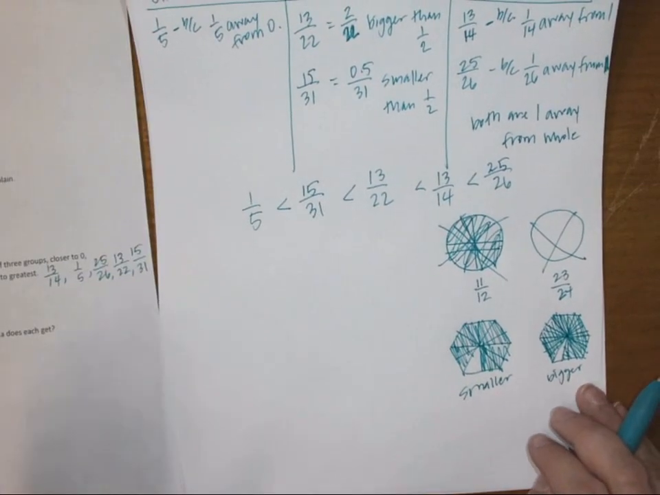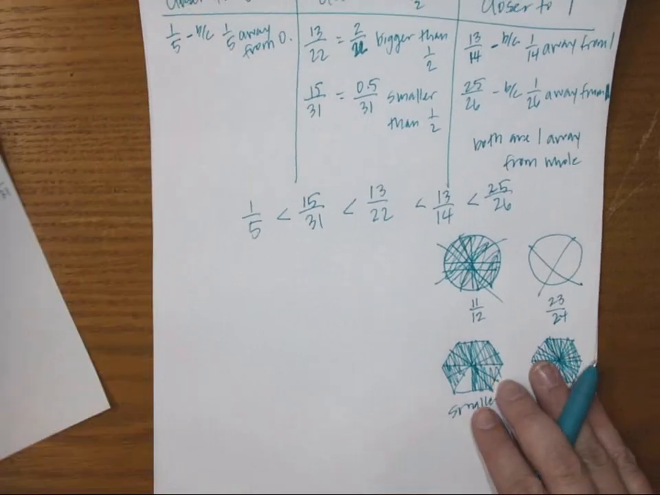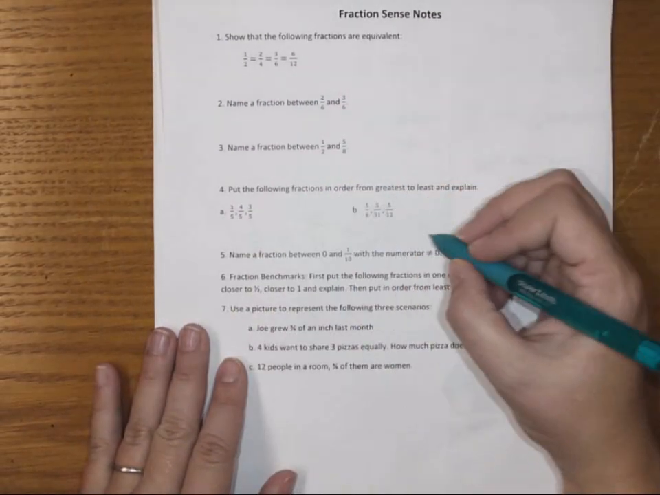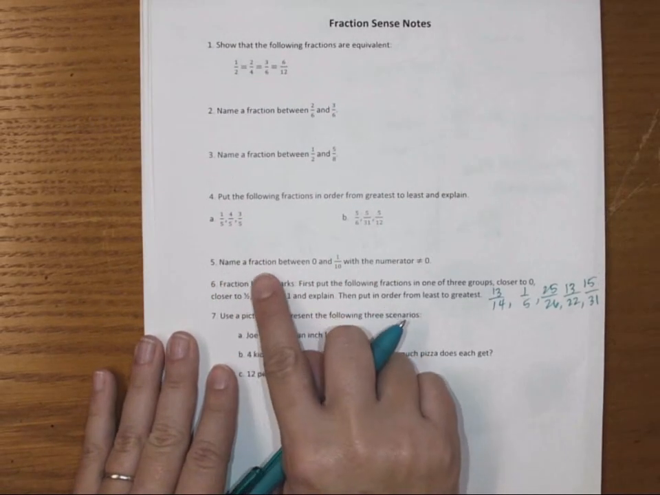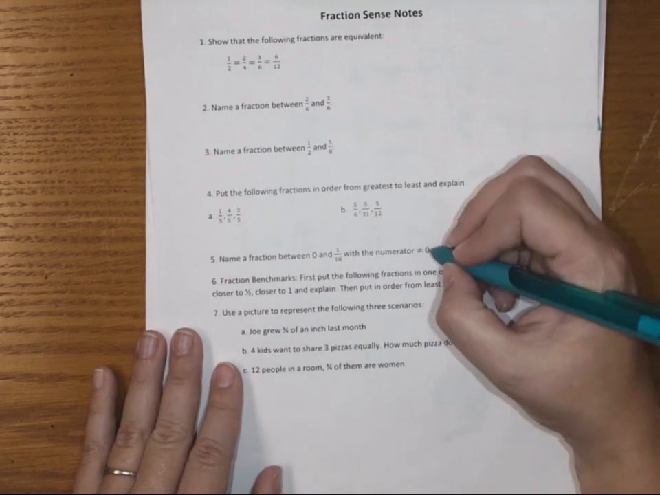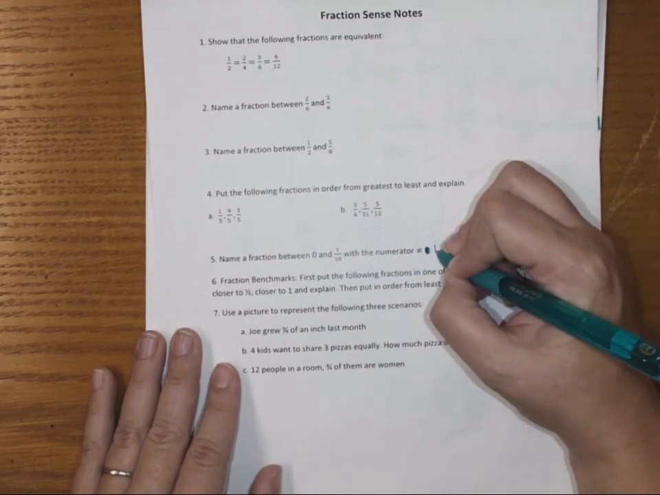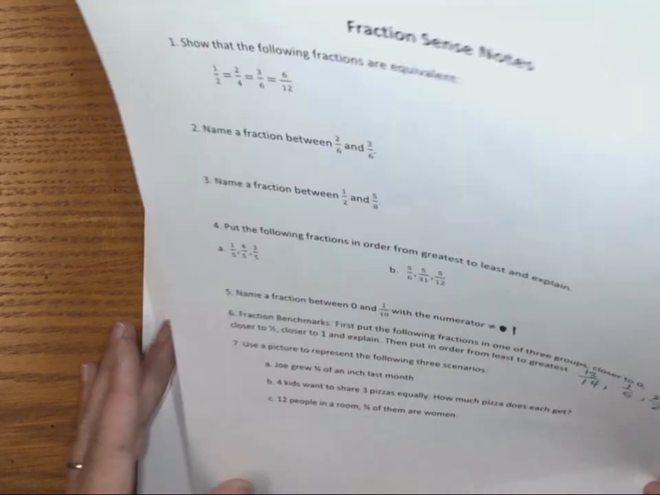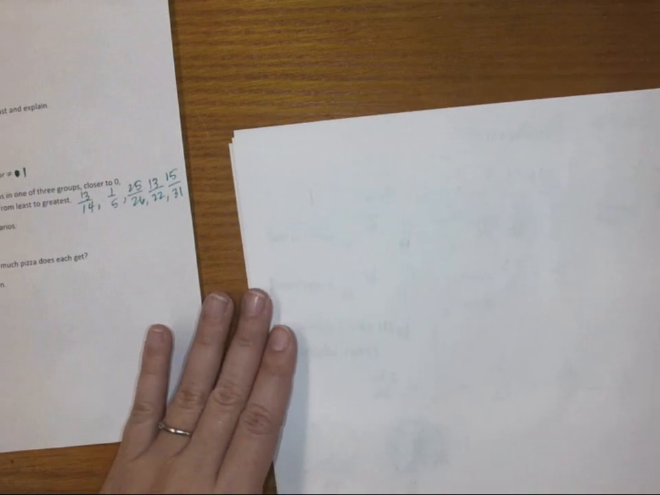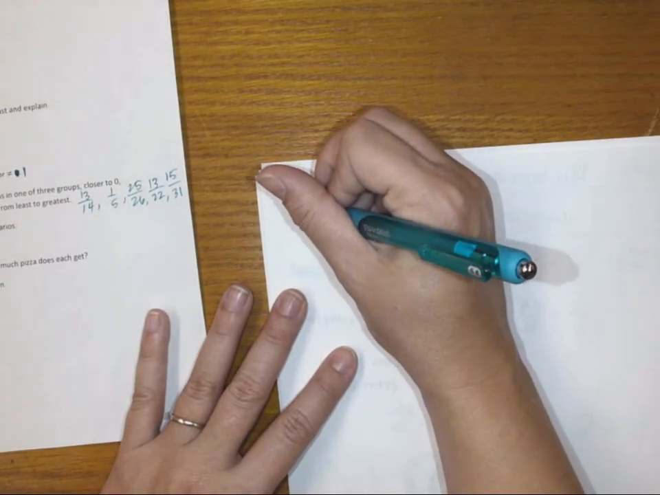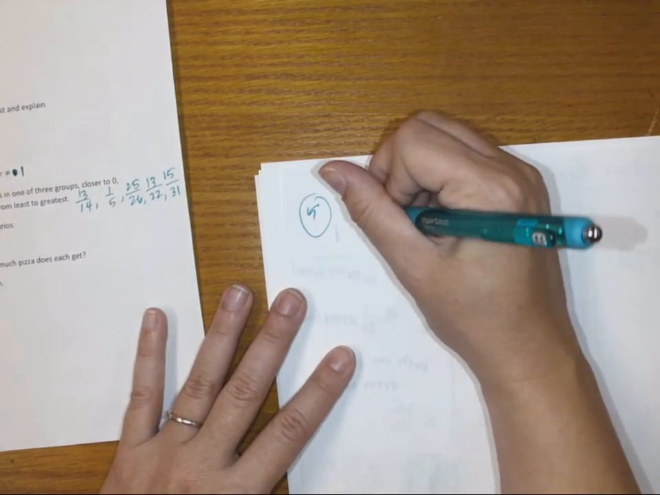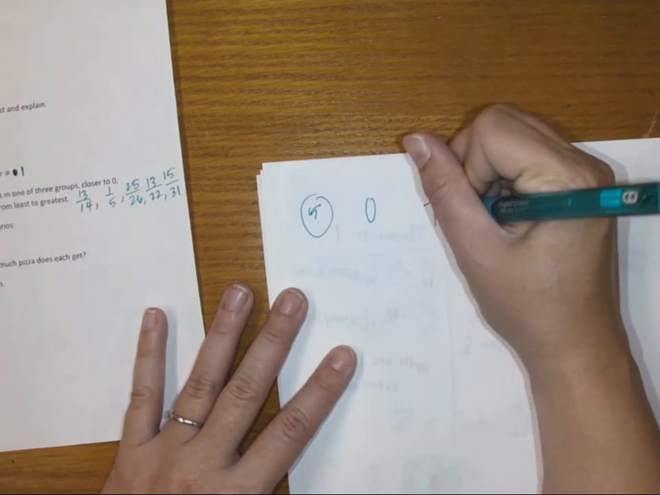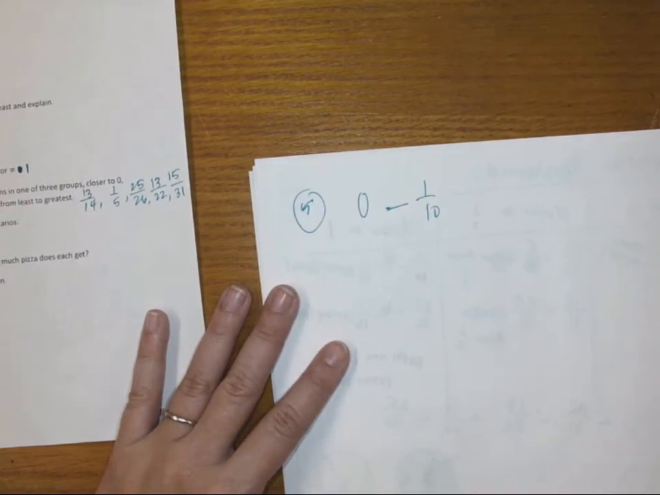Okay, so last couple things on this paper, number 5 and number 7. I'll also fix this on number 5. I just realized we're naming a fraction between 0 and 1/10 with a numerator not equal to 1. So this will be corrected on your paper also. Okay, so this is similar to number 2 and number 3. I want to name a fraction between 0 and 1/10. So something between 0 and 1/10.